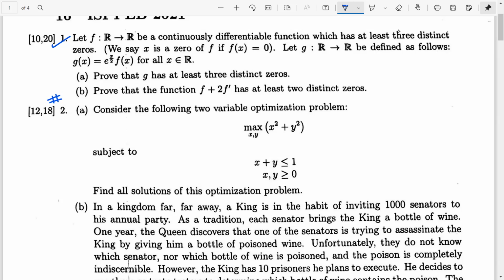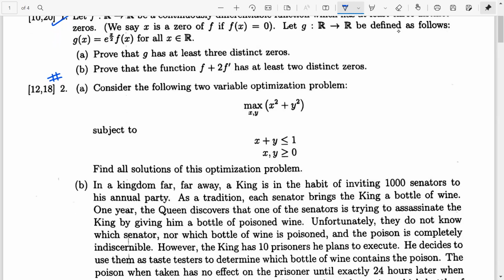So let's look at question 2. It has two parts. The first part is for 12 marks and the second part is for 18 marks. You can see the distribution of marks on the screen. Okay, so let's look at the first part.